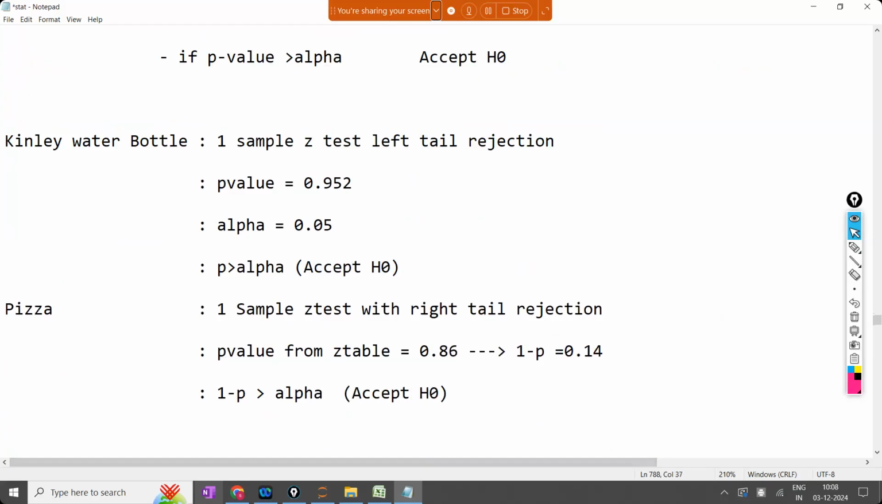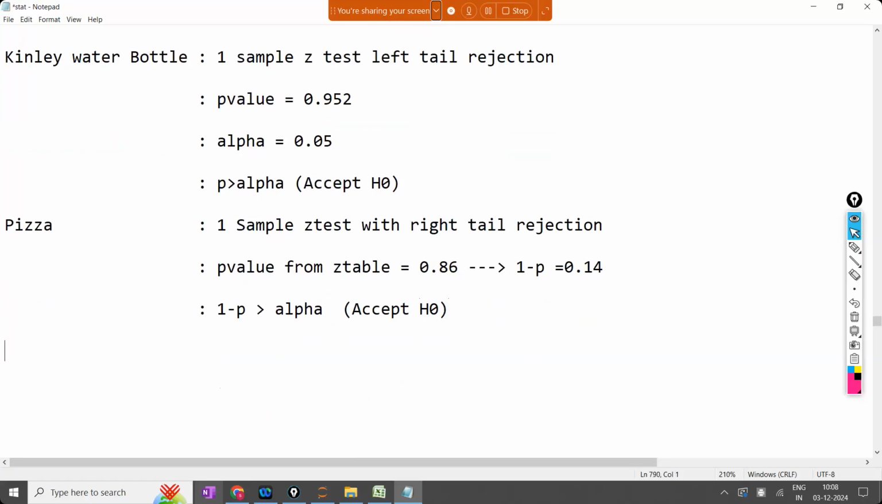Is the point clear, guys? So you should not check only P. 1 minus P you have to check. Why? There should be a reason. Formulas are there, miss, but we can't read the formulas blindly, right? What is the reason, miss? Because the Z table always gives the probability of the left side area. Right tail rejection is the right side area. So both are opposite to each other, means 1 minus P. That is the reason. Is that clear?